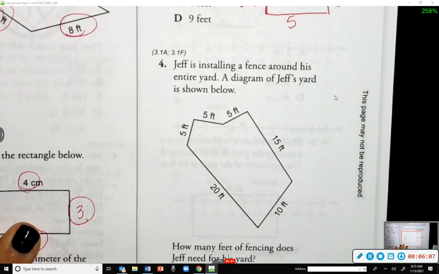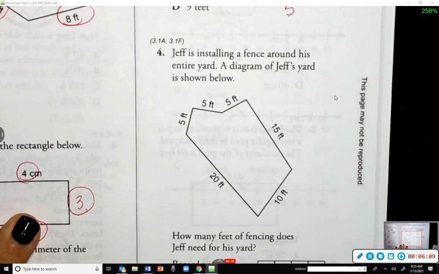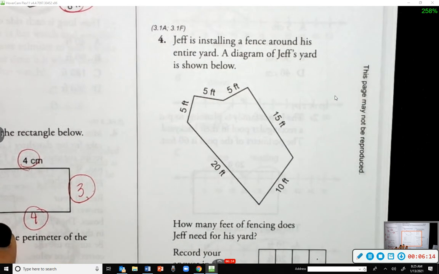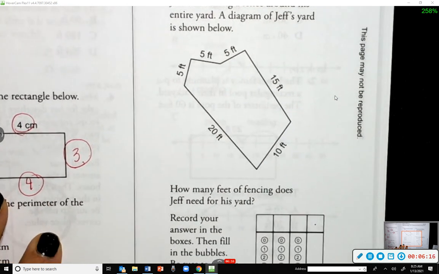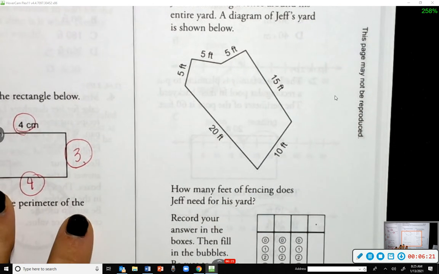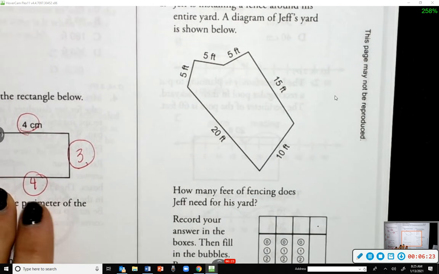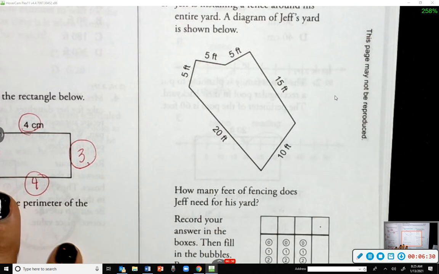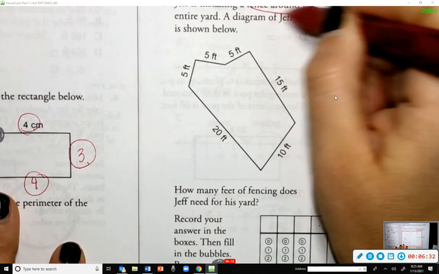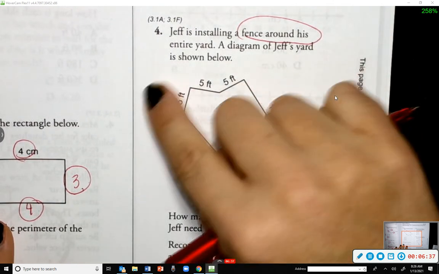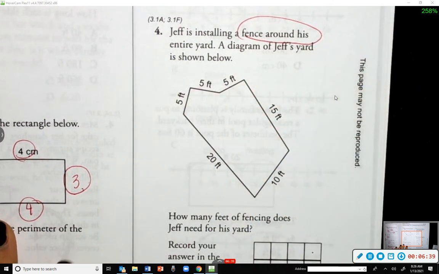Okay, number 4, Jeff is installing a fence around his entire yard. A diagram of Jeff's yard is shown below. How many feet of fencing does Jeff need for his yard? Okay. Evangeline, what do we need to do for this? Add all the sides. Yep, if you're doing fencing around your house, that's perimeter. Fence around the house because the perimeter means you're going around the outside edge.